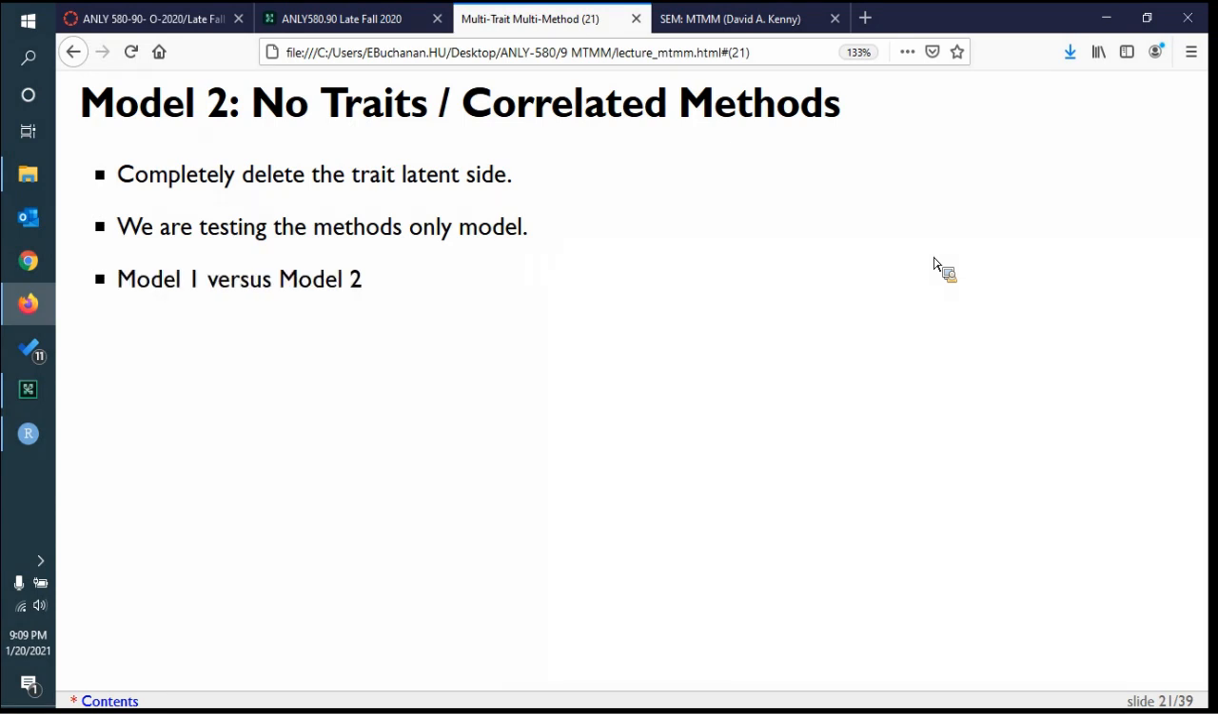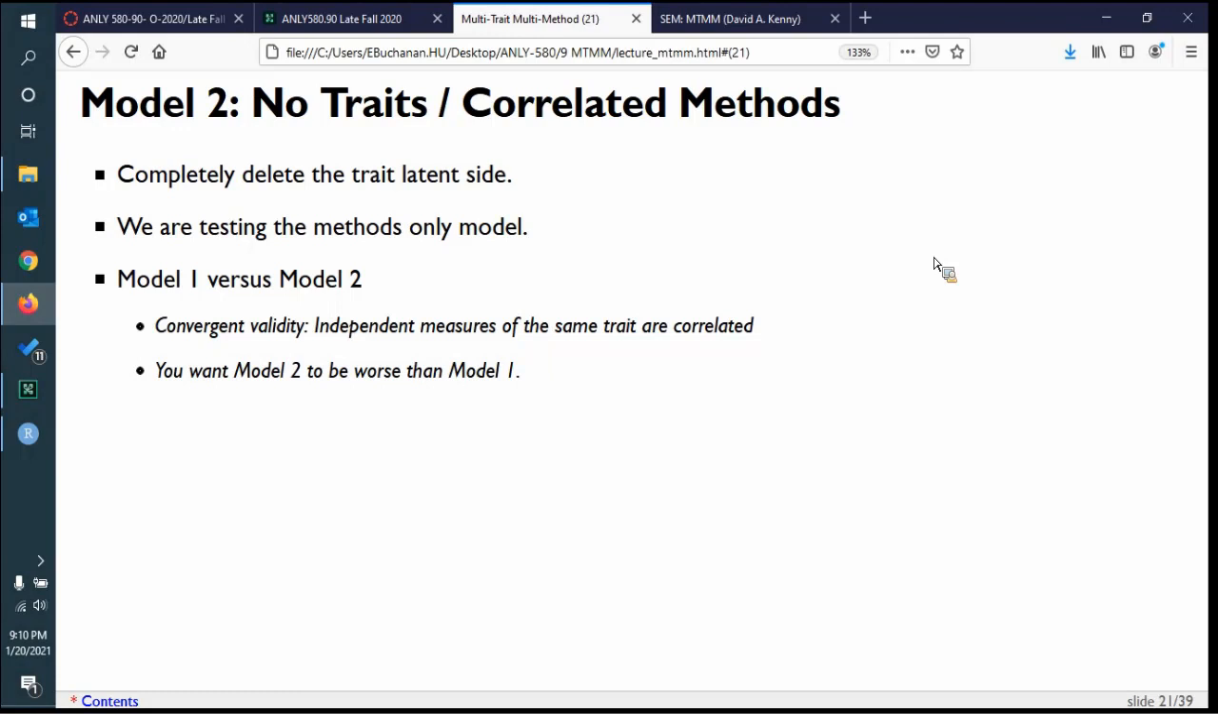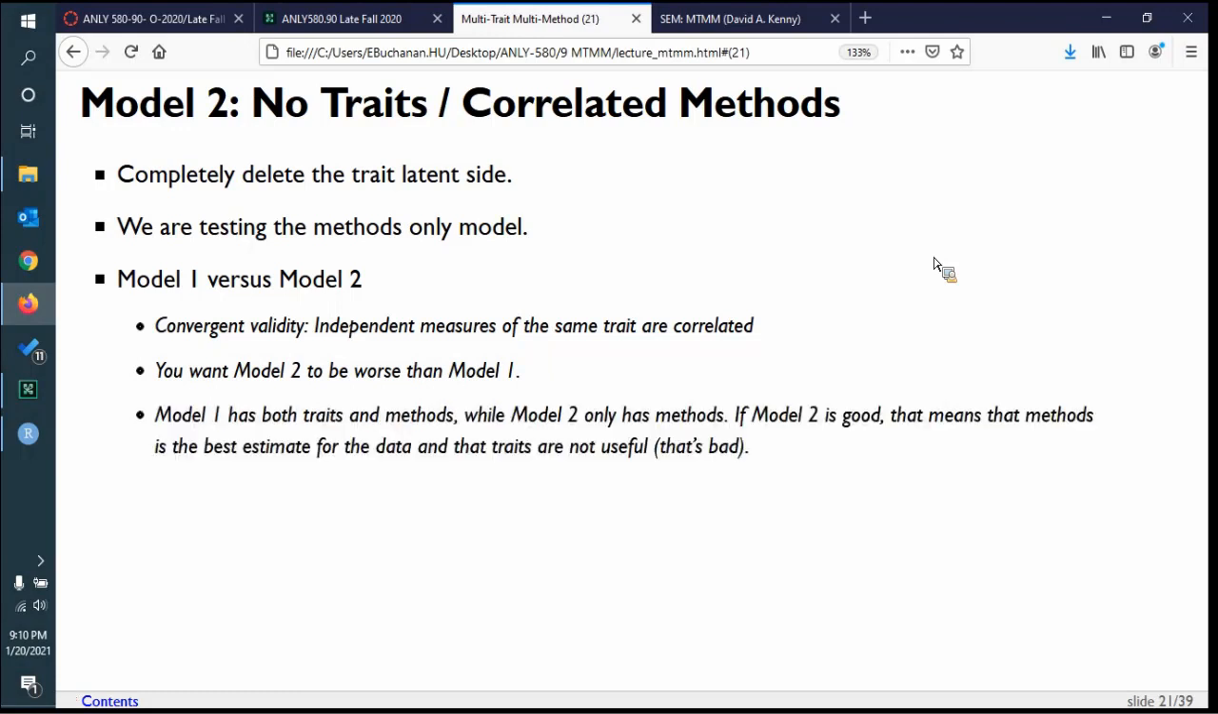What does that tell me? Model 1 versus model 2 measures convergent validity. And I will 100% tell you that every time I do MTMM, I open up these notes and go, which one is which? Which one is convergent? Which one's divergent? Because the names of these, while people try, are not the clearest things. So for a no traits, correlated methods model, you want this model to be bad as compared to model 1. The idea here is that model 1 has both traits and methods. Model 2 only has methods. If model 2 is better than model 1, that means that everything is due to the methods and nothing is due to the traits. That's bad.